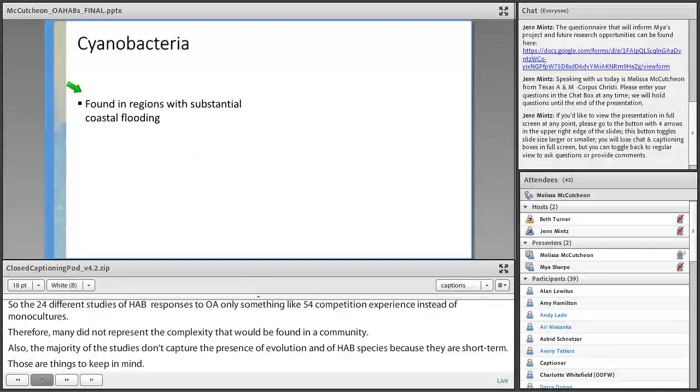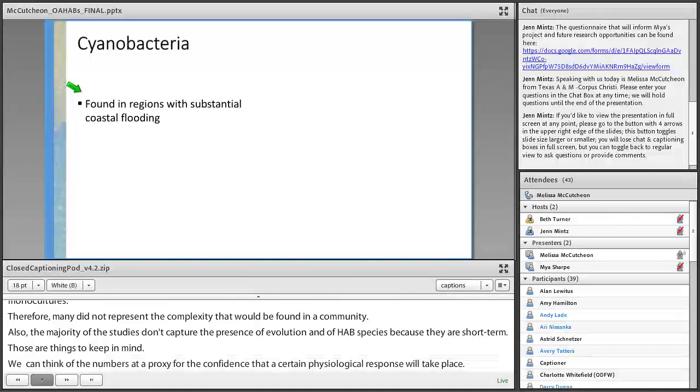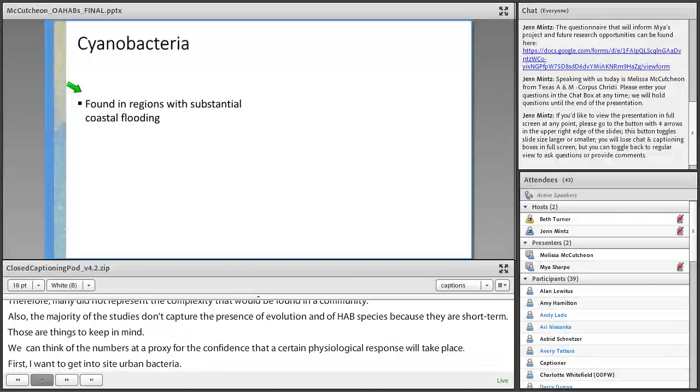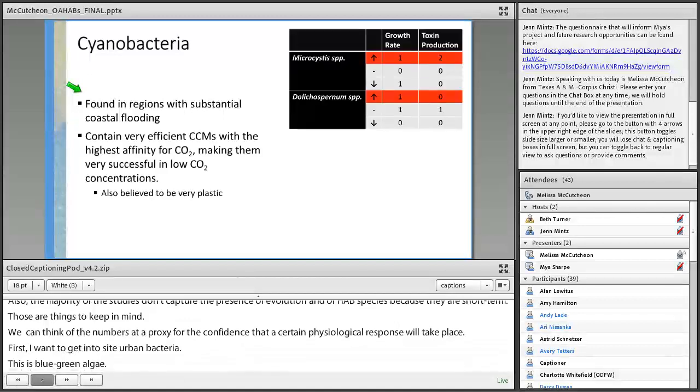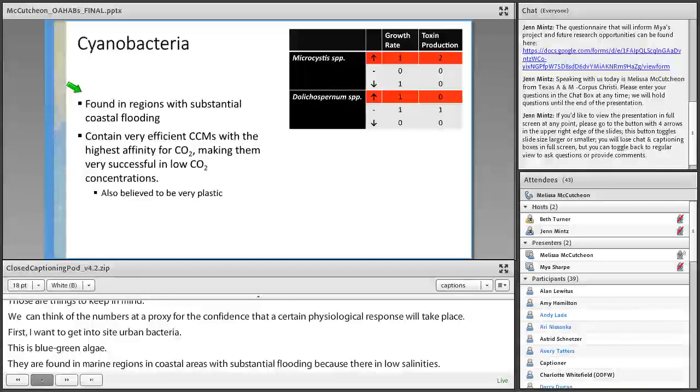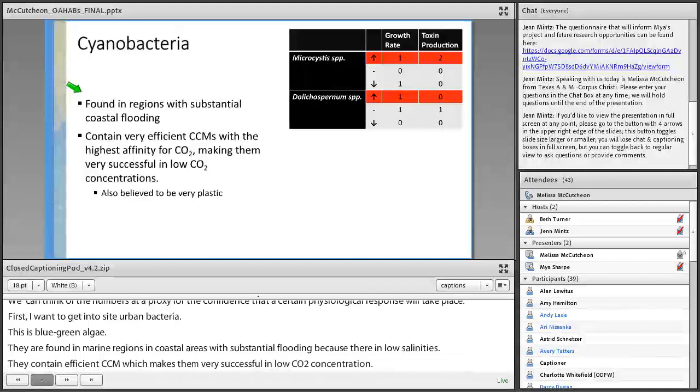So first, I want to get into cyanobacteria. This is blue-green algae. They're basically found in marine regions, in coastal areas with substantial flooding, because they're usually found in really low salinities. They actually contain a very efficient CCM with the highest affinity for carbon dioxide, which makes them really successful in low CO2 concentrations. But also, their CCMs are believed to be very plastic, and displaying that plasticity would mean they would also potentially function well under high CO2 conditions.